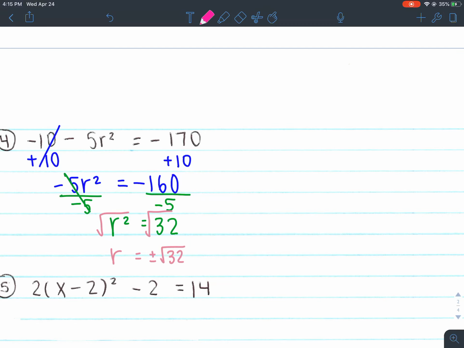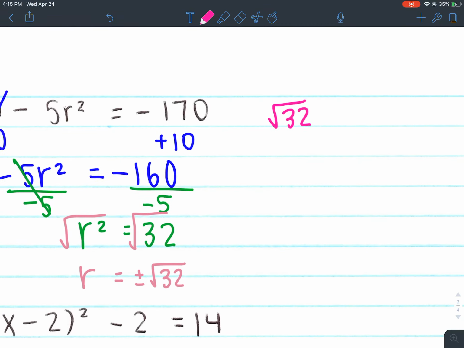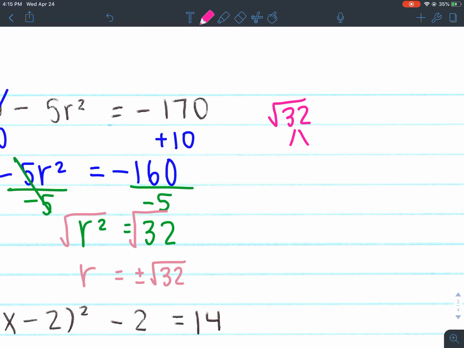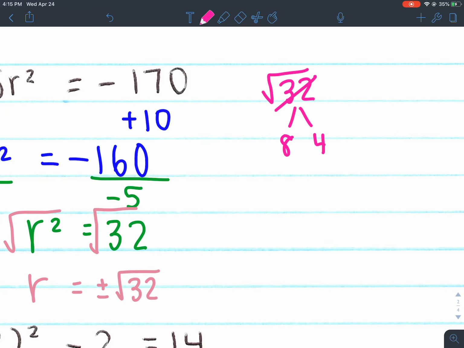So I'm going to go over here, and I'm going to simplify the square root of 32. Okay? So let's simplify this. I'm going to pick 8 and 4. Those two numbers multiply to make 32. If you haven't watched the Simplifying Radicals video, or if you weren't in class for that, you do need to watch that because this is not going to make any sense to you. I'm going to keep going.